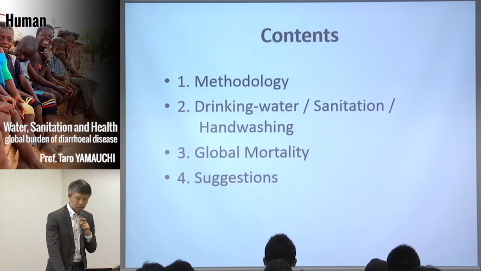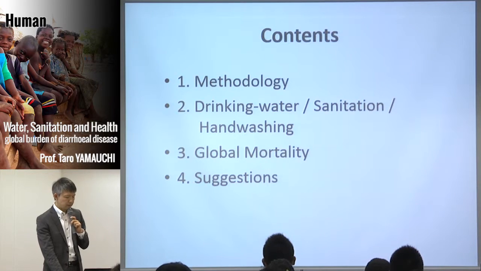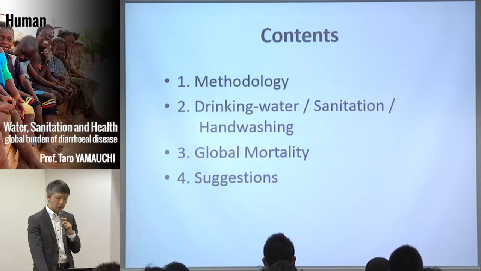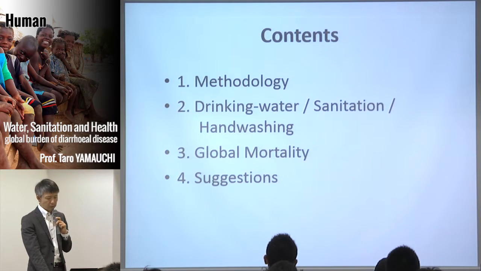My presentation consists of 4 parts. First, I'd like to briefly explain the methodology used in the report. Next, I'll talk about exposure and intervention estimates of drinking water and sanitation, as well as the prevalence of hand washing and related interventions. In part 3, I'll describe the mortality estimates related to diarrheal disease due to the 3 risk factors, as I mentioned. Finally, I'll present some suggestions based on the report. Let me start with the methods.